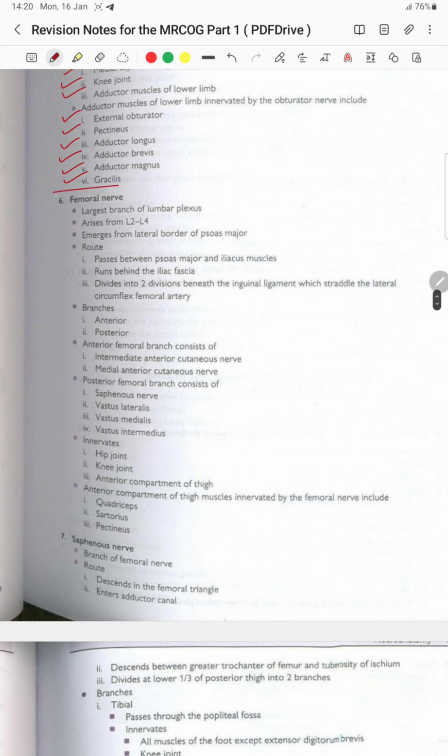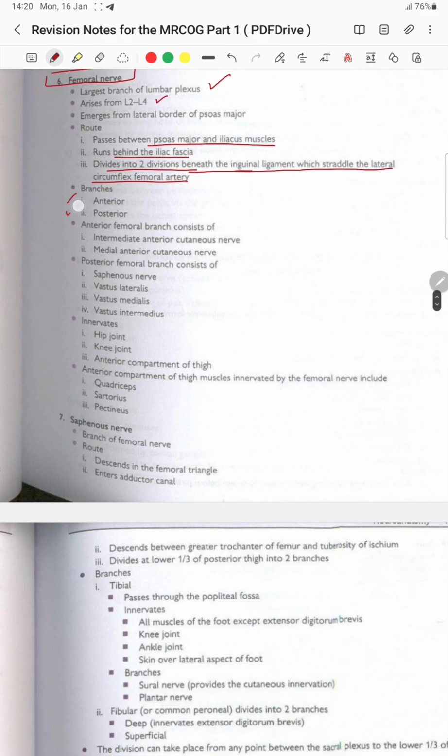Now the femoral nerve, the largest branch of the lumbar plexus, arises from L2 to L4 and emerges from the lateral border of the psoas major. The root passes between the psoas major and the iliacus muscles, runs behind the iliacus fascia, and divides into two divisions beneath the inguinal ligament, which straddle the lateral circumflex femoral artery. The branches are the anterior and posterior.